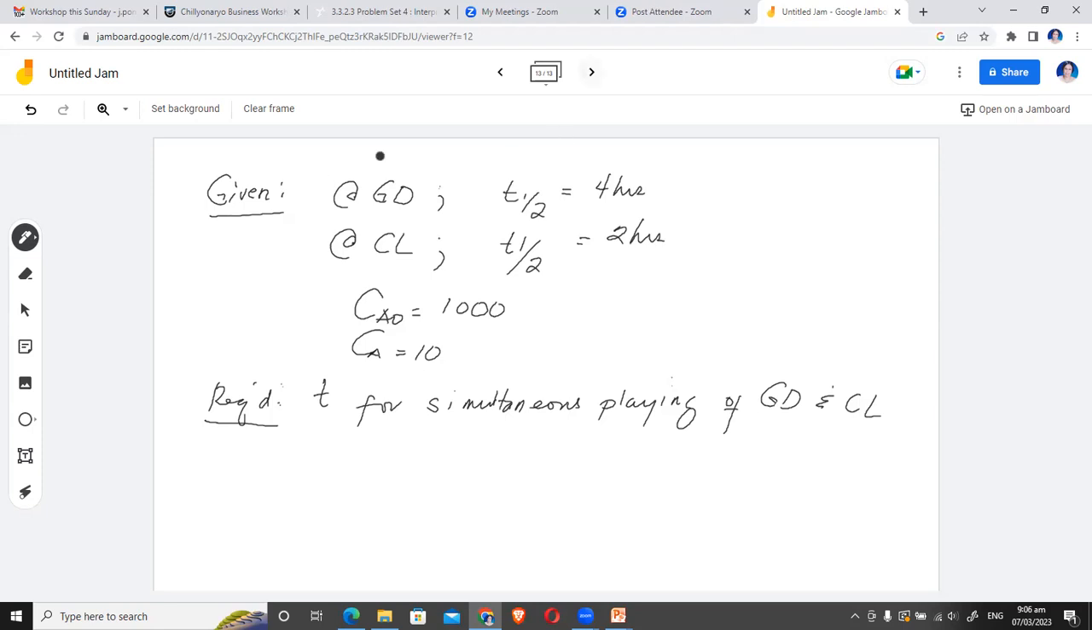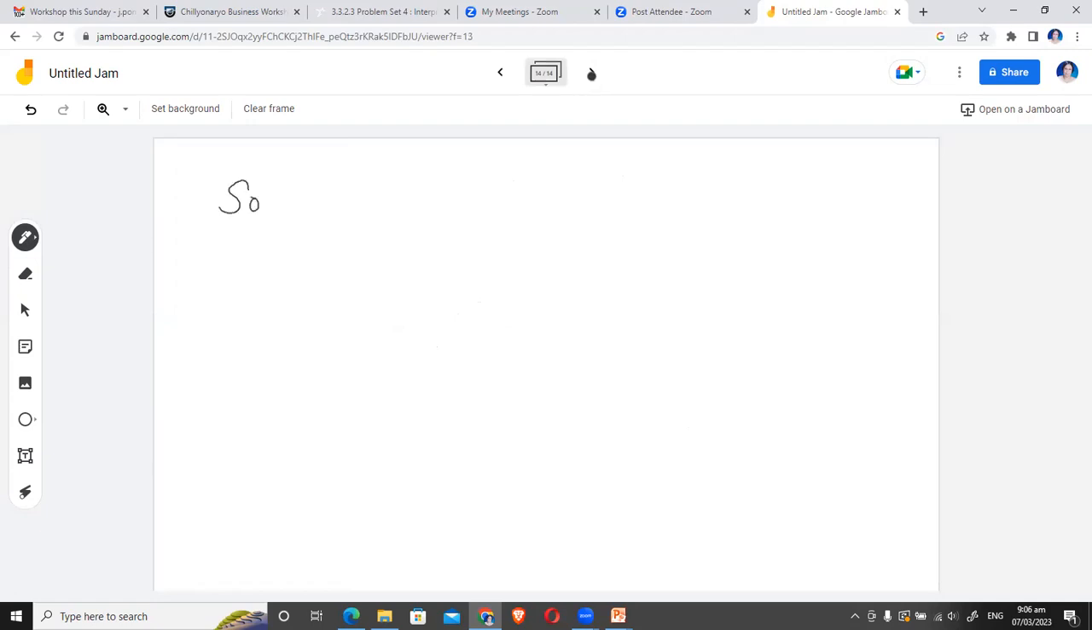Next slide. So let's say the initial money he has is A. He plays both games simultaneously this time, so comparable to a parallel reaction. We'll have here G for galloping dominoes and C for Chak-a-Lak, so I will have here k1 and k2. So that's our parallel reaction.